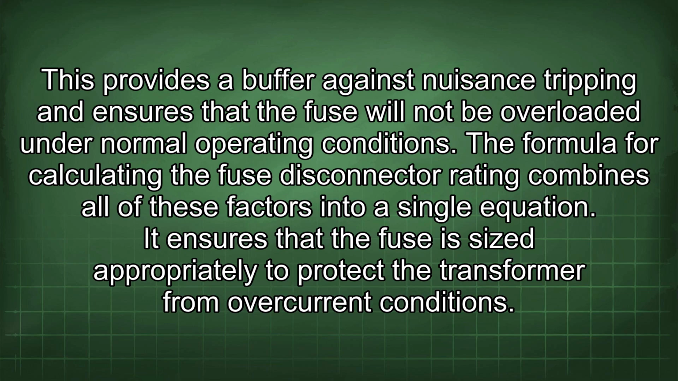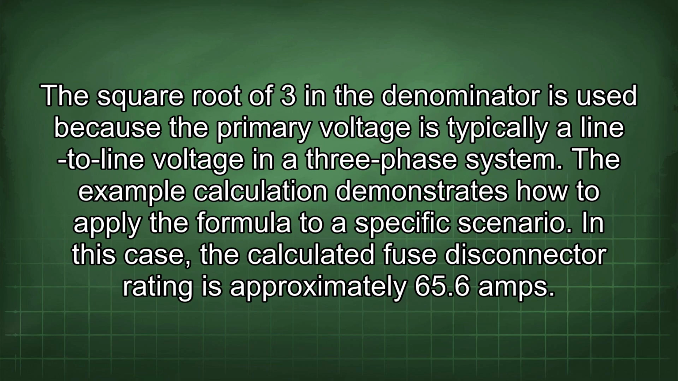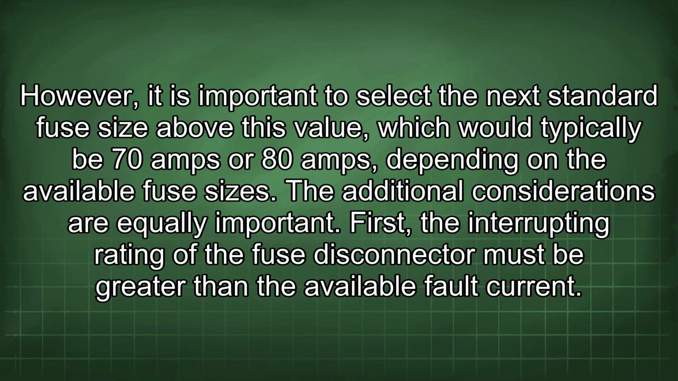The formula for calculating the fuse disconnector rating combines all of these factors into a single equation. It ensures that the fuse is sized appropriately to protect the transformer from overcurrent conditions. The square root of 3 in the denominator is used because the primary voltage is typically a line-to-line voltage in a three-phase system. The example calculation demonstrates how to apply the formula to a specific scenario. In this case, the calculated fuse disconnector rating is approximately 65.6 amps. However, it is important to select the next standard fuse size above this value, which would typically be 70 amps or 80 amps, depending on the available fuse sizes.